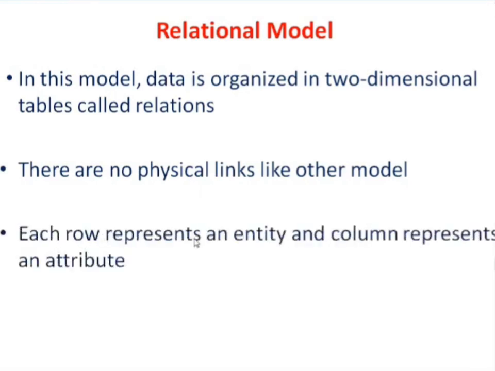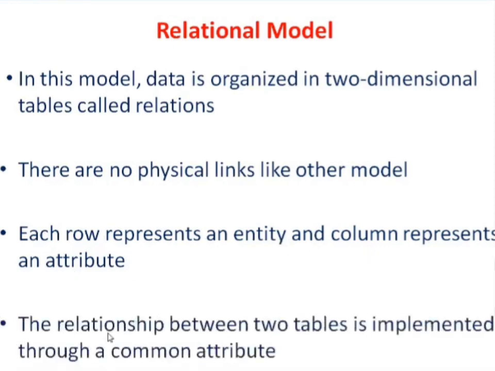So here each row represents an entity, and a column represents an attribute. You need to understand that each row will be called an entity. Already we know that it will be called a tuple as well. So each row represents an entity and each column represents an attribute. Here the relationship between two tables is implemented through the common attribute we have seen in the previous diagram. So that is how two tables are related in the relational model.